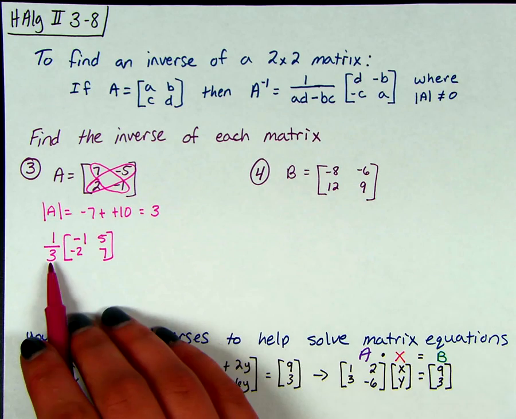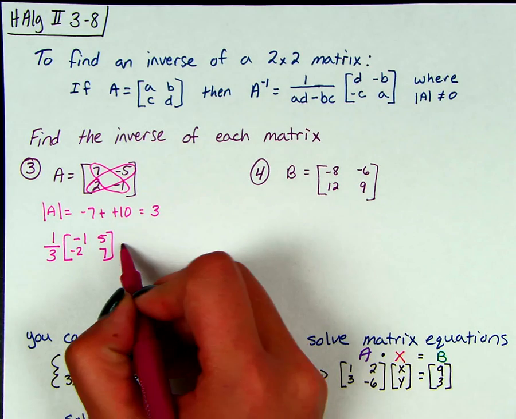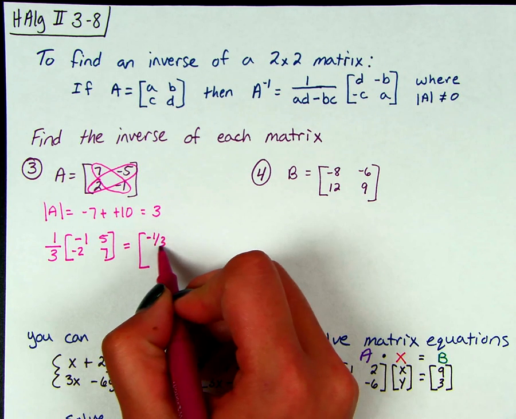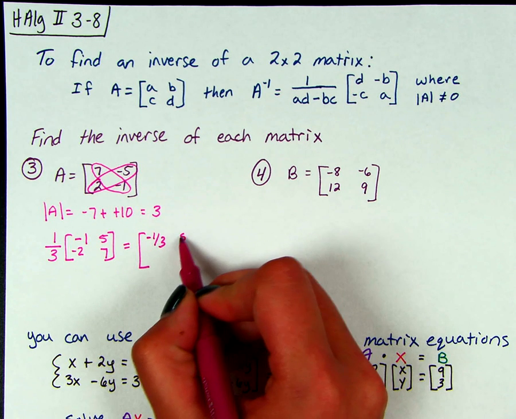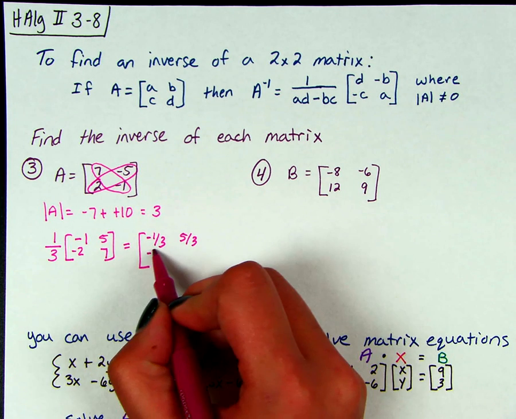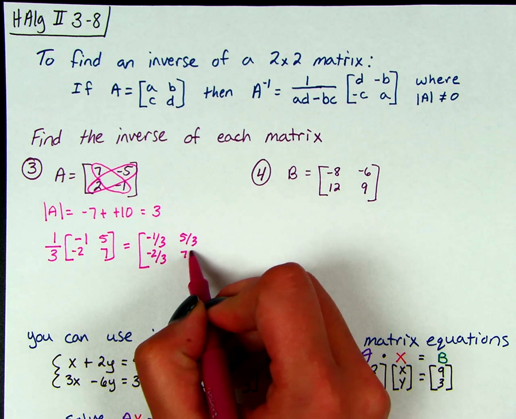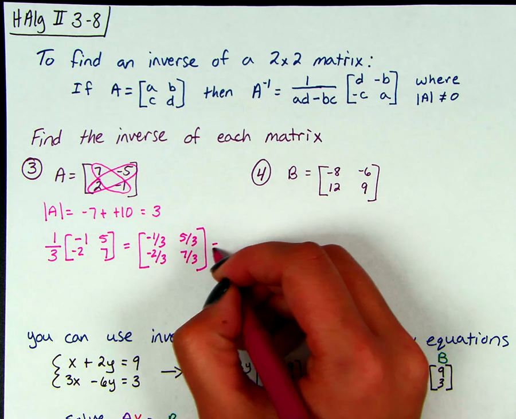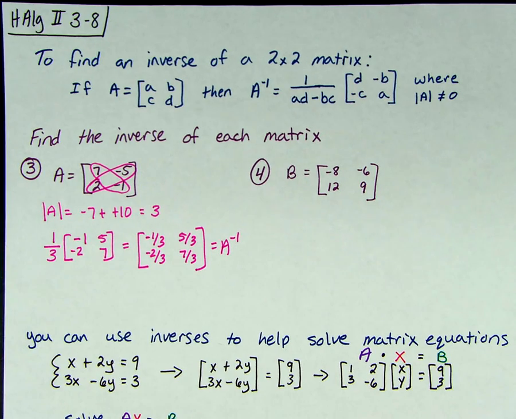So now we just have to multiply our 1/3 in. So 1/3 times negative 1 is negative 1/3. And then we will have 5/3, negative 2/3, and 7/3. So this would be our inverse matrix.